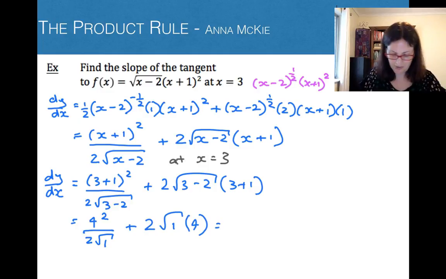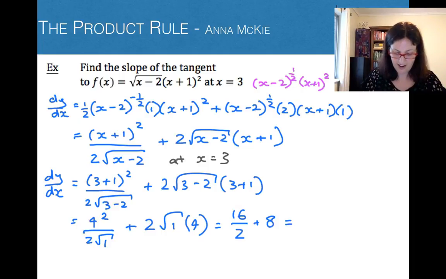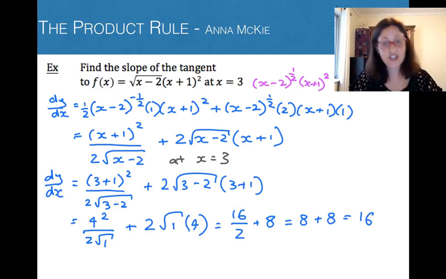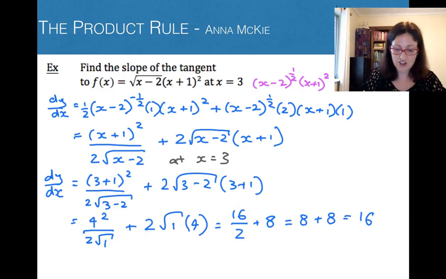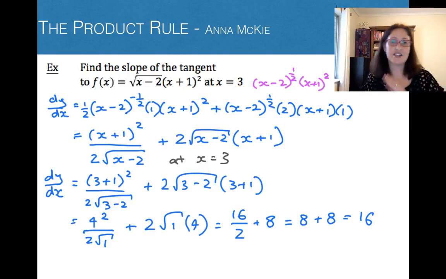Keep tidying up. 4 squared, 16 over 2. Square root of 1 is 1, so 2 times 4 is 8. Tidy up again. 16 over 2 is 8, so it actually wasn't that bad in the end. So 16. So just thinking about that in the context of the question, the slope of the tangent for that function at x equals 3 is 16.